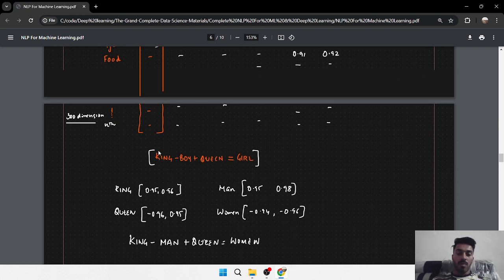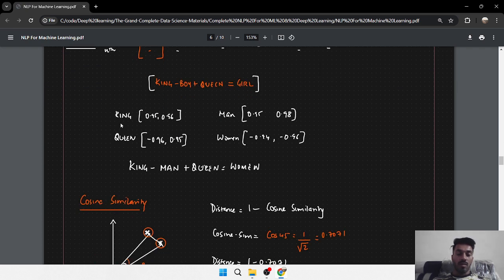If you provide to this model king minus boy plus queen, the model will be able to predict, yes, you are talking about girl. So if you have king and you subtract boy from it and add queen, what you will get is girl. Everyone can see that: king minus boy plus queen will be girl. So this is how the model works.